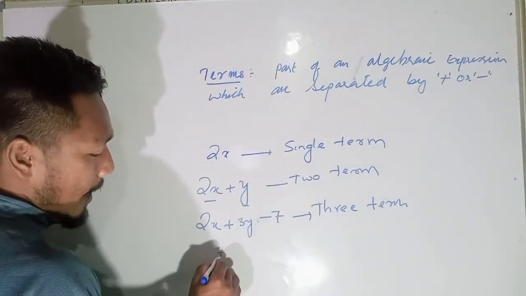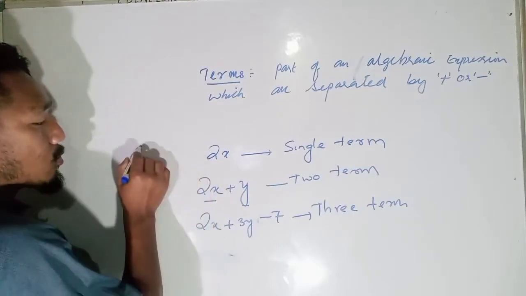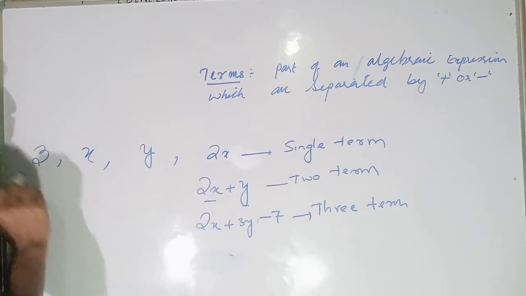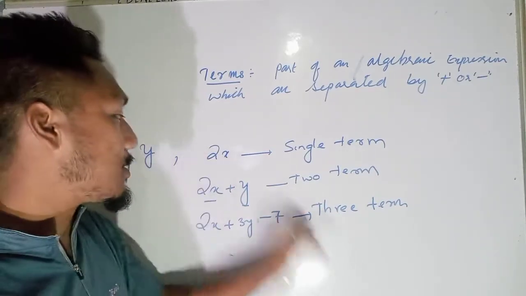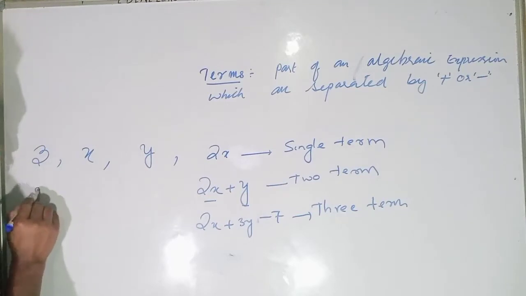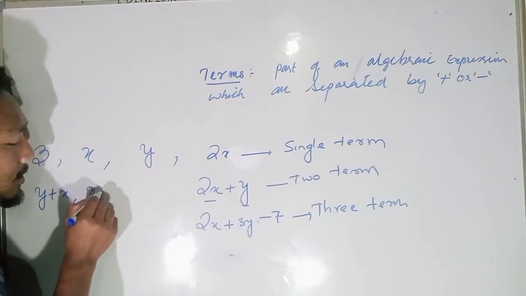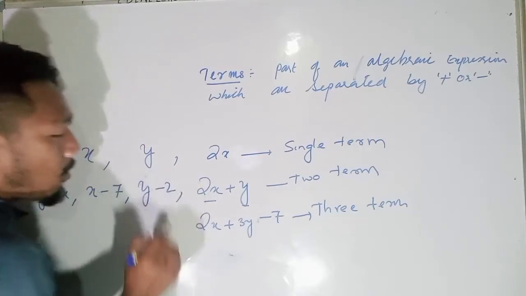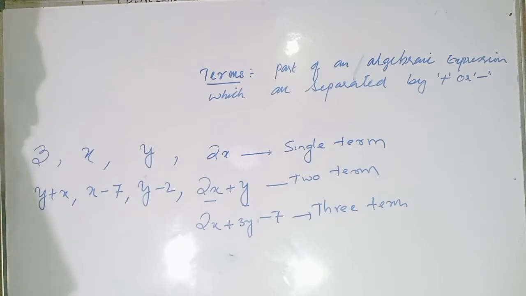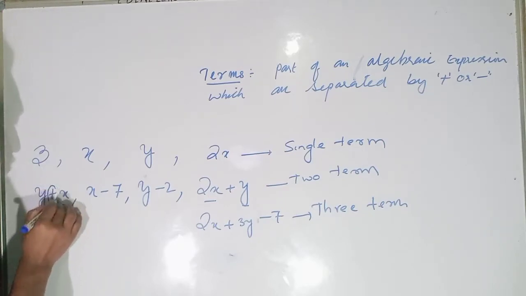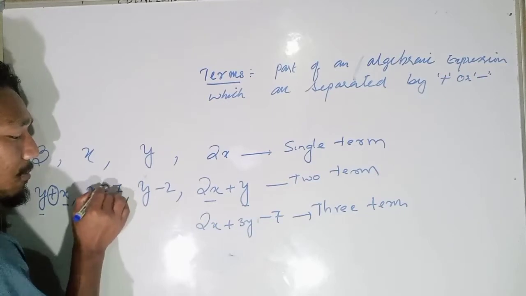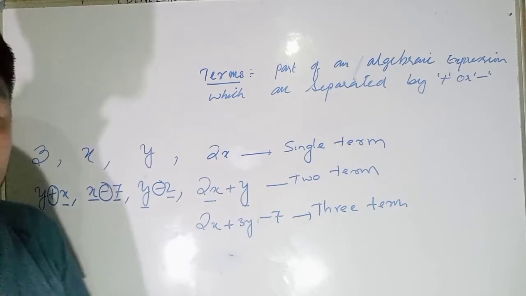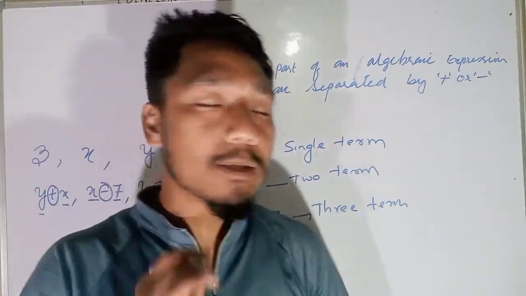Here you see y. This y is also a single term. This x is also a single term. This 3 is also a single term. All these numbers are single terms. But when you talk about two terms, what is it? y plus x, x minus 7, y minus 2. These are all double terms. Why? Between these, they have been separated by the positive sign, and between these two numbers, by the negative sign. So that is what we call a double term. That means two terms.